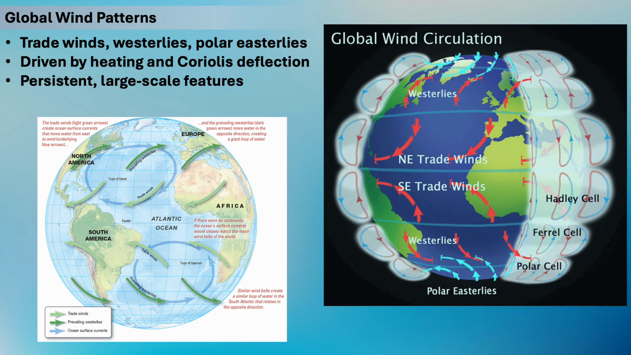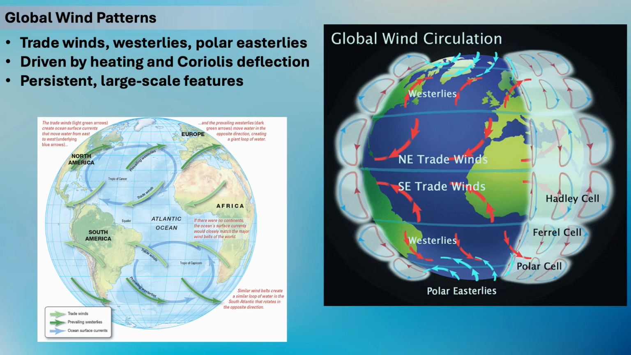Air naturally moves from high pressure regions toward low pressure regions, but because Earth rotates, those moving air masses are deflected by the Coriolis effect. The result is not straight north-south flow, but curved wind paths that organize into persistent belts.